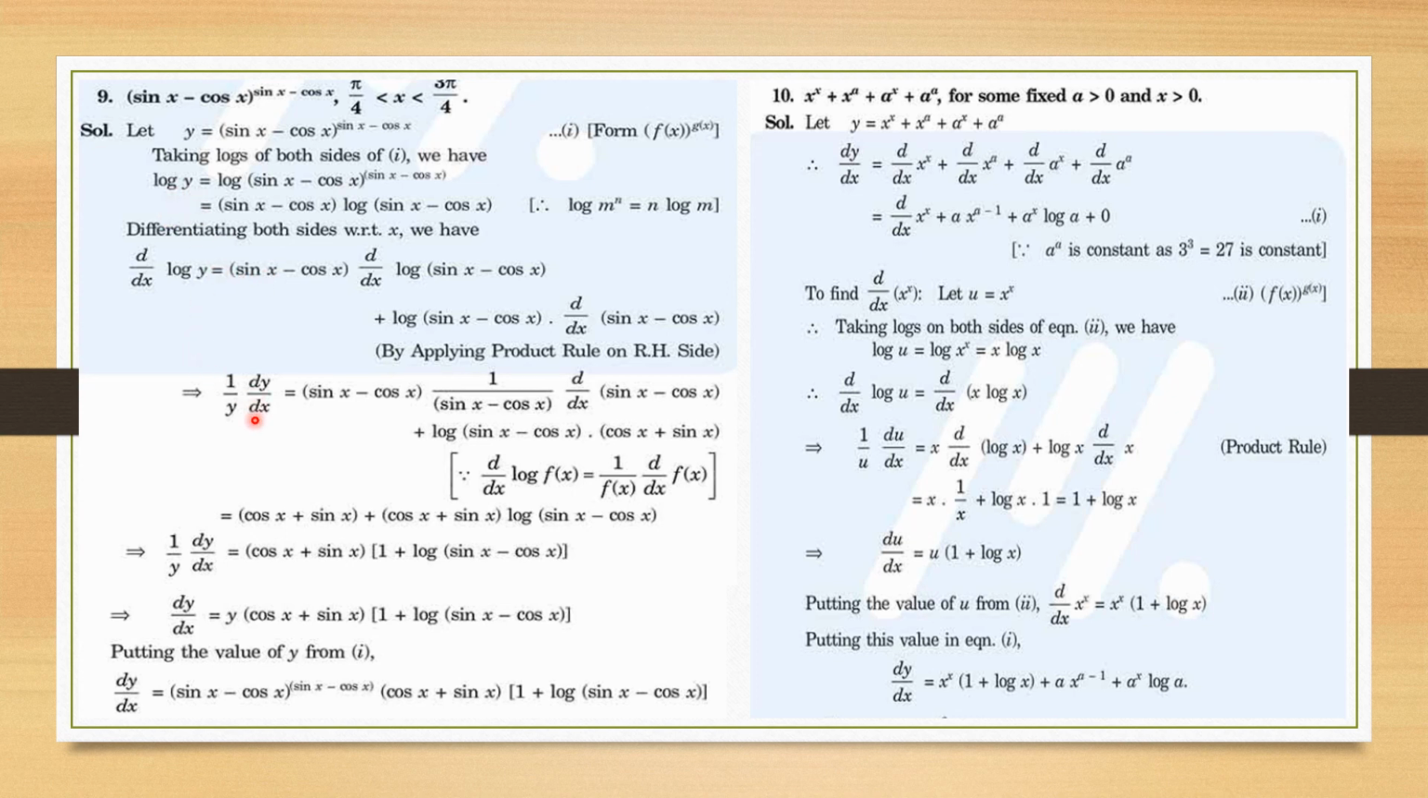It will be 1 by y dy by dx. For the first function, d dx of this complete is 1 upon sin x minus cos x into d dx of sin x minus cos x. d dx of sin x will be cos x, and minus cos x means cos has derivative with a minus sign, so it will be plus sin x. Okay, so this is how we take the derivative. Plus log sin x minus cos x, the second function, into d dx of sin x minus cos x. Okay, so this is how we can take the complete derivative, and after taking cos x plus sin x common outside, you will have this complete term.